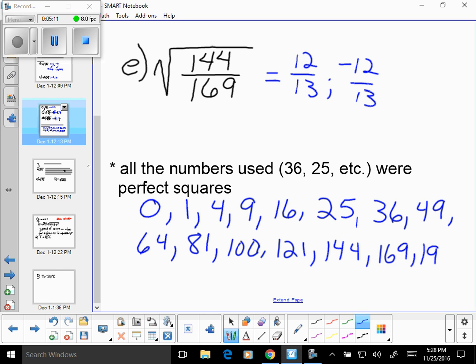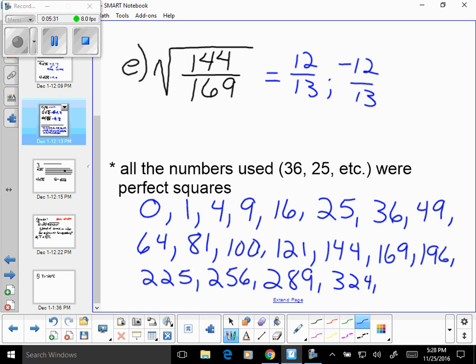is 196. 15 squared is going to be 225. 16 squared would give us 256. 17 squared is 289. 18 squared is 324. 19 squared is 361. And of course 20 squared is going to be 400.